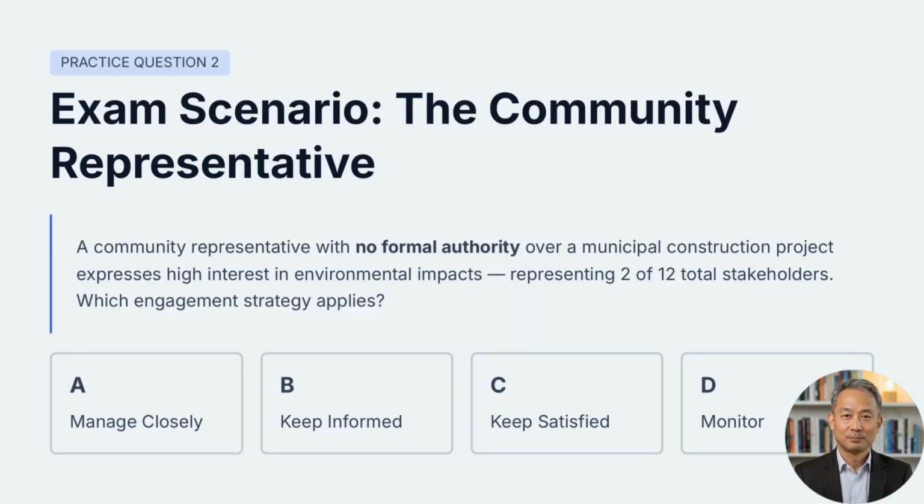Now consider a community representative involved in a municipal construction project. This person has no formal authority over project decisions, but is highly interested in environmental impacts and project outcomes. Which engagement strategy should the project manager apply? Should the stakeholder be managed closely, kept informed, kept satisfied, or monitored? Think about the stakeholder's power and interest levels before moving to the next slide.